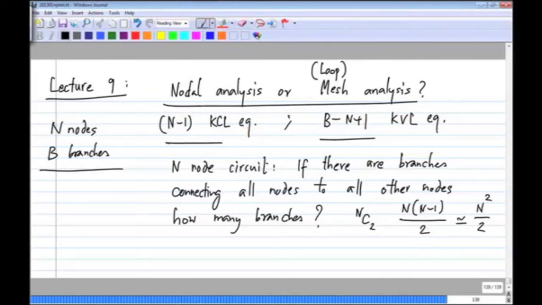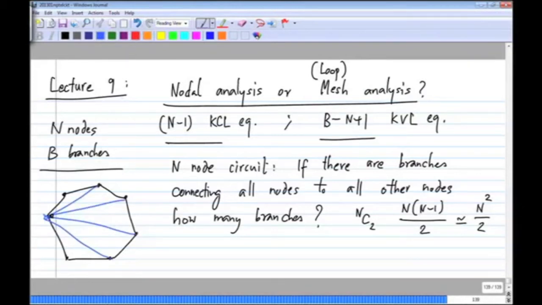Now in reality it will be somewhere in the middle. It's possible that you have very few branches, that is you just have a single loop. For instance, you can have n nodes and branches only like that. In this case, clearly the number of KVL equations will be smaller. Alternatively, you can have everything connected to everything else, something like this. In this case, you have a lot more KVL equations than KCL equations.